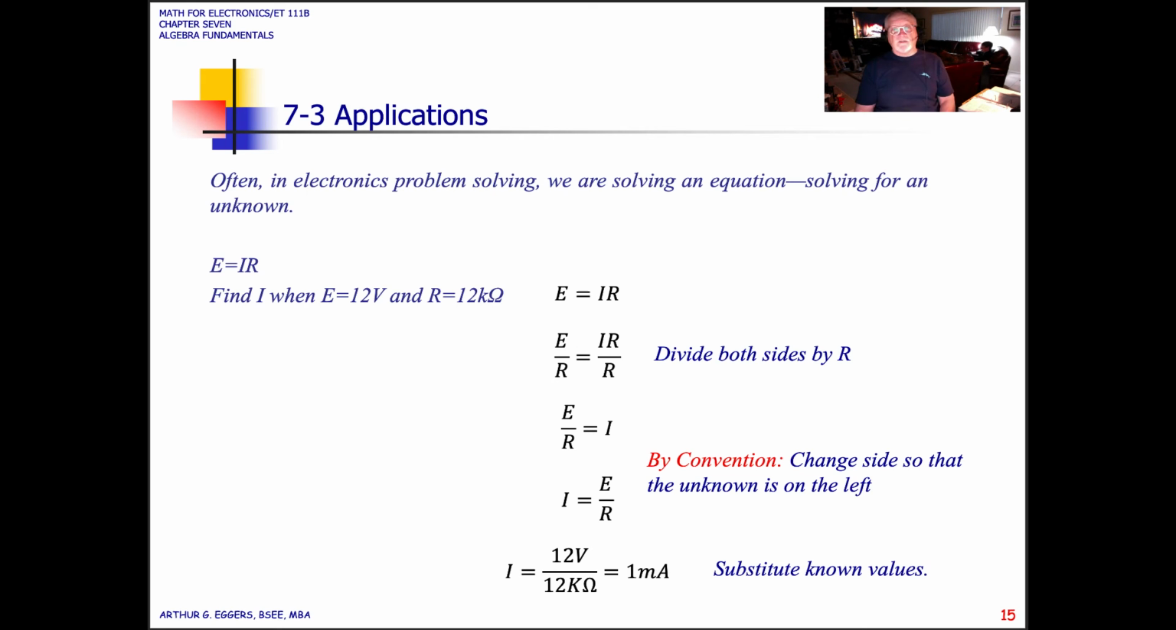12 over 12 gives us 1, and we've seen so far that we can take that value of K, move it into the numerator, K equals 10 to the minus 3. We can use the metric then, M, little m, for that value. So I, or the current, is equal to 1 milliamp in this expression.